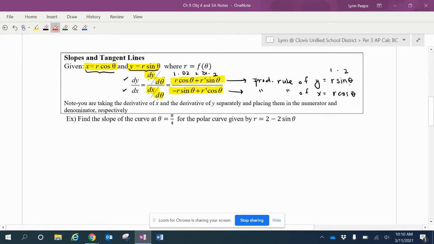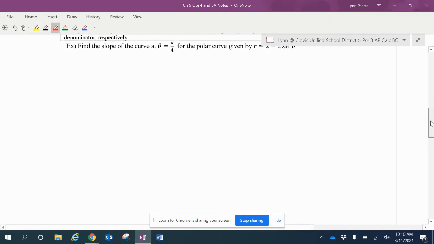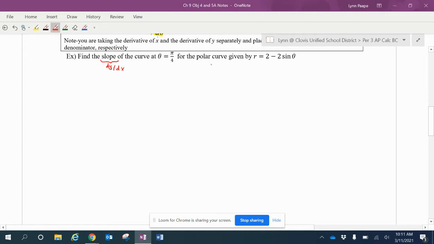All right, so let's go ahead and take a look at an example here. So it's asking us to find the slope of the curve at theta equals pi over 4. So in order for us to be able to do that, we have to at least know what our slope is first, right? So we're going to have to find dy dx. And then we know from up above, x is equal to r cosine theta. So this is our r equation that we have right here. And so we're going to apply that to the x and the y formulas as well. Okay, so let's run the steps down.